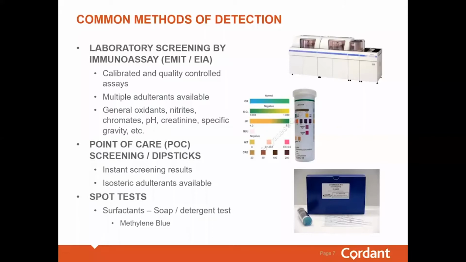Some of these dipsticks can provide more esoteric tampering tests than your lab immunoassay analyzers. That means there are some strange and rare adulterants that standard testing may not pick up, and you could purchase a dipstick to look for these more strange adulterants. Finally, spot tests. This category represents, for example, a surfactant adulteration, commonly known as soaps and detergents. This is performed using basic chemicals in the lab, such as methylene blue. If the sample turns a certain shade of blue, it represents some soap or detergent was added.